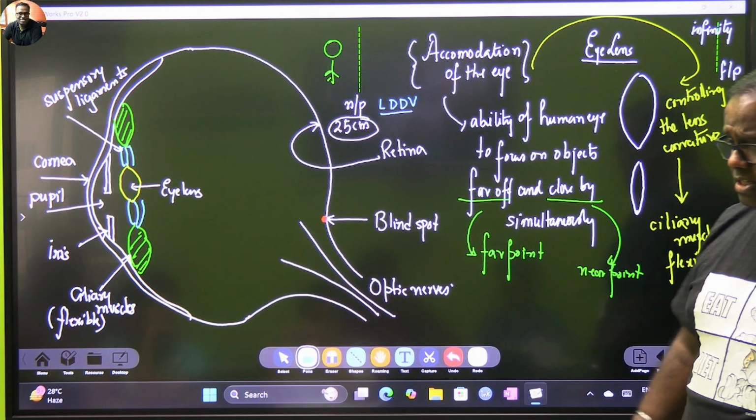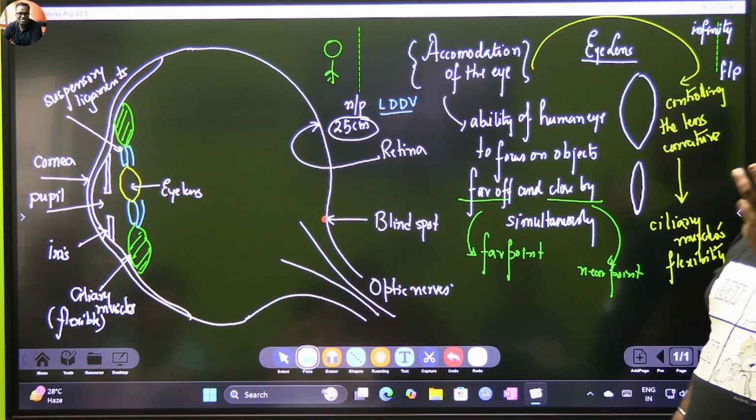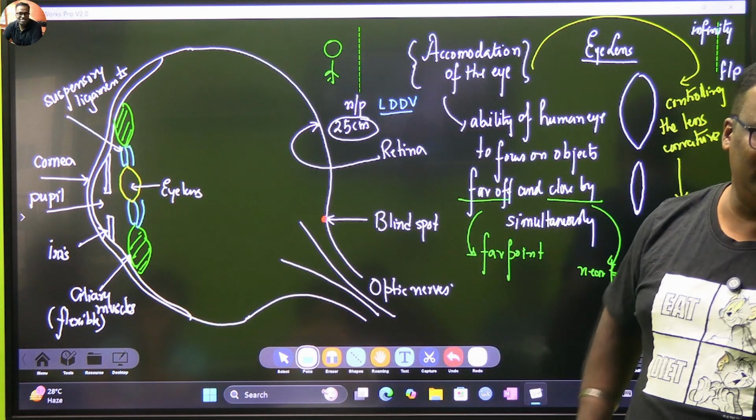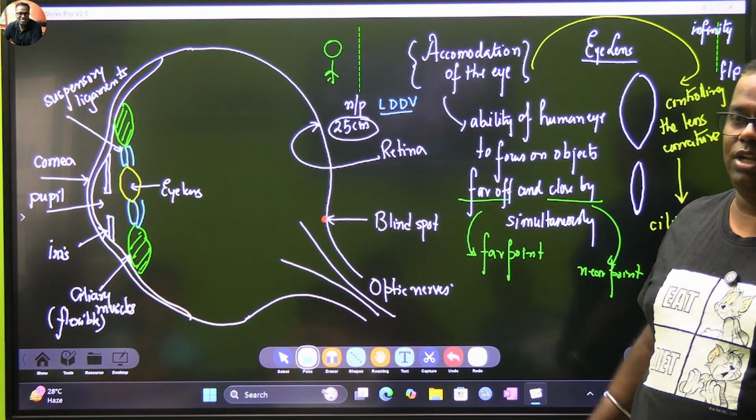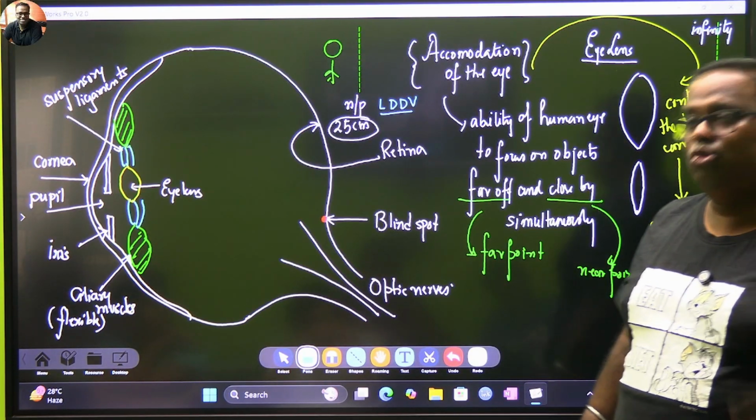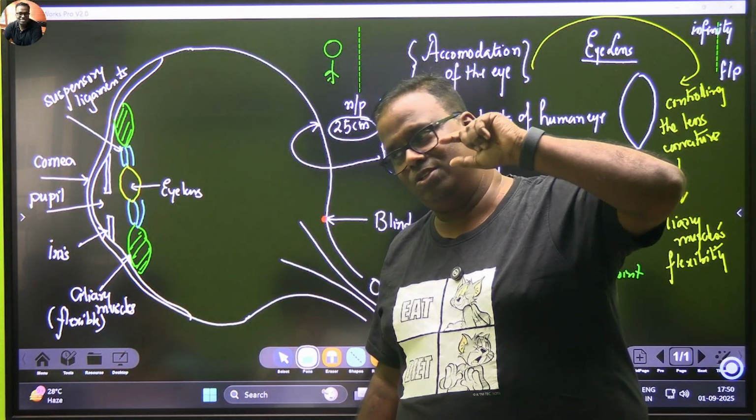Sabse kam distance, least distance. What is the least distance of your distance? 25 centimeters. Yeah, this is called LDDV, least distance of distinct vision. Means beyond this, if you come closer to your eye, you will be able to see, but the distinct word will be lost. Have you understood what is distinct?